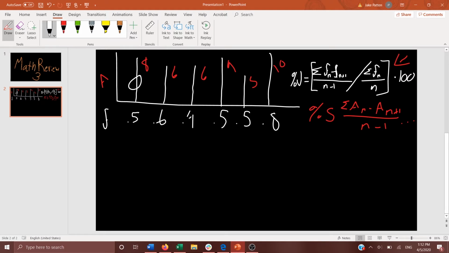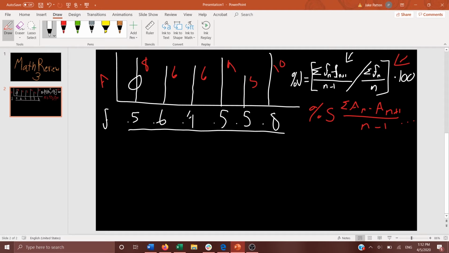In a perfectly periodic signal, it would be 0. In a perfectly periodic signal, these would all be 0.5, and there would be 0% jitter. There would be nothing. But that's a perfectly periodic signal, and nothing is ever perfect. So we need to figure out the difference between each one. That's what this part of the formula means.